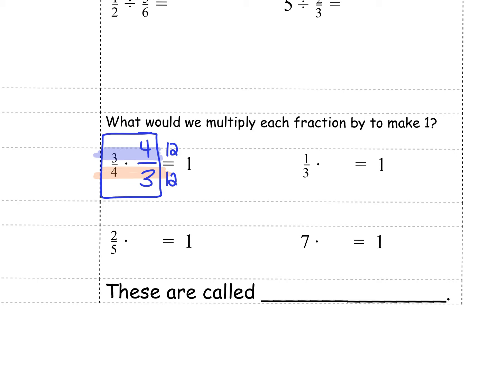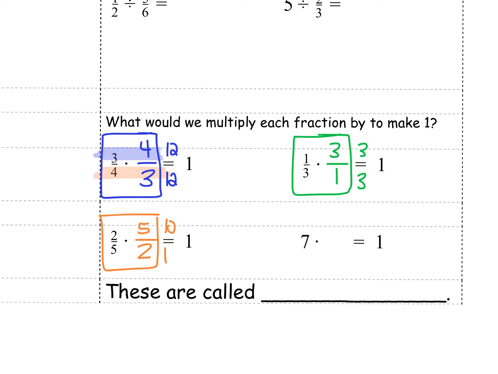If I look at this next one, 1/3 times what would also equal 1. Remember, we need the same number on the top and the bottom. Well, 3 times 1 is 3, and I can take 1 times 3 to make 3. 3 and 3 would turn into 1. 1/3 times 3/1. If you've seen the pattern, 2/5, if I multiply by 5/2, 10/10, which is 1. And 7. Remember, think of it as a fraction, so make it a fraction. 7/1 times 1/7, 7/7 is 1.